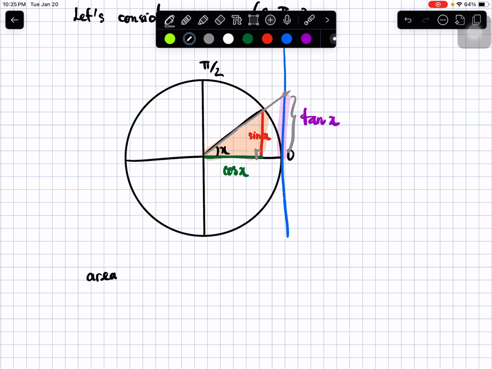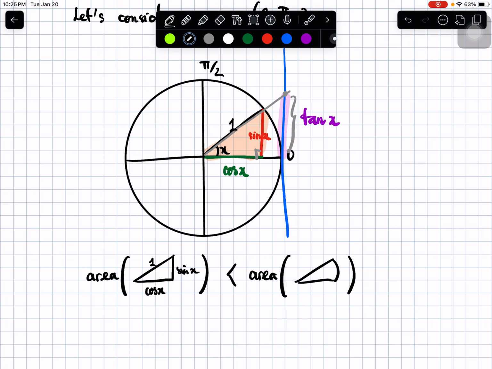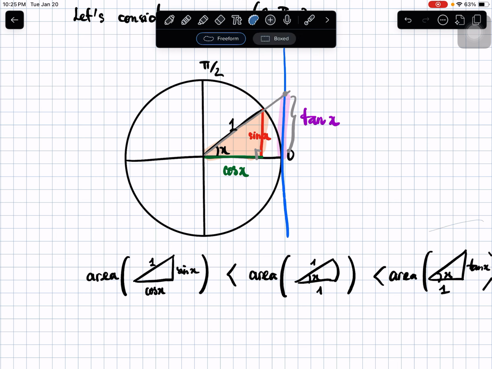The area of the right triangle, with hypotenuse 1, cosine x and sine x, is less than the area of the circle sector, which is less than the area of the right triangle with sides 1 and tangent x. Then we compute all those areas.